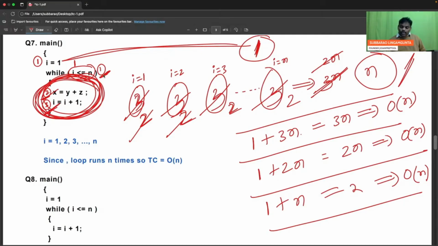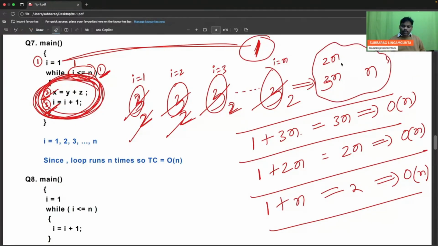Suppose including the i less than or equal to n, that also counts. Every time 3, like that n times, 3n. That is also correct. So these three all are correct. At the end of the day, all will give approximately the same answer. Second statement is 2n, correct. Second statement is 3n, correct. Second statement is n, correct. All correct. No need to get confused.